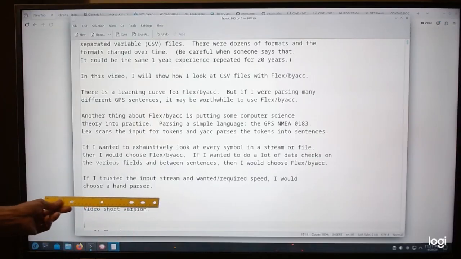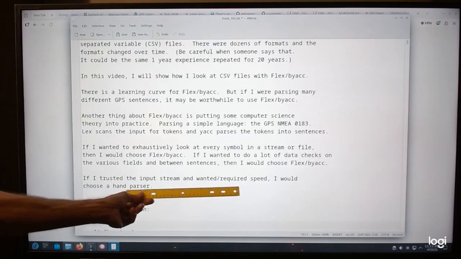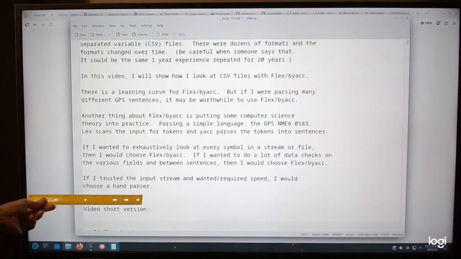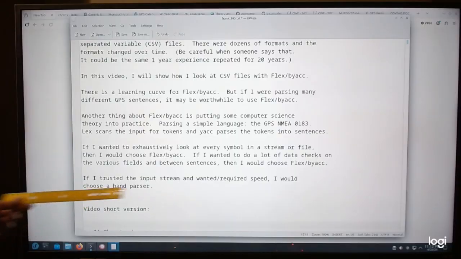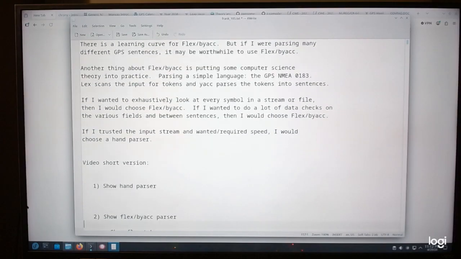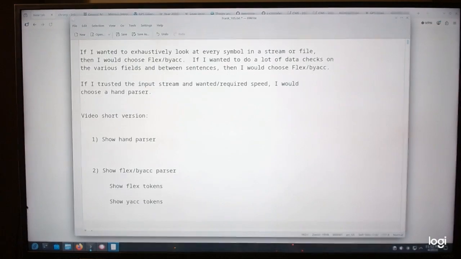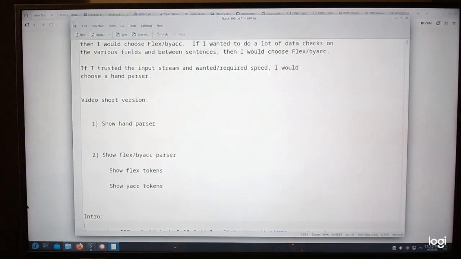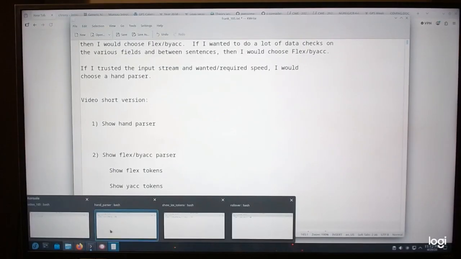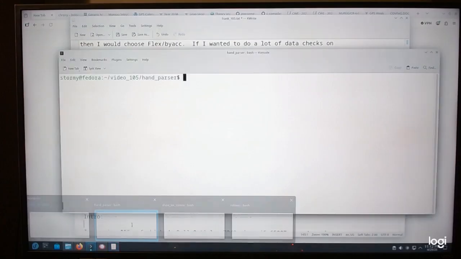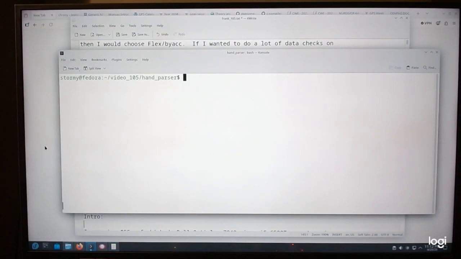If I just wanted a quick parser to parse those sentences and hand them up to chrony, I would probably just go with a hand parser. Before I get too far into the video and lose you, let me show you what I'm talking about. This is a hand parser. Let me show you what I got.